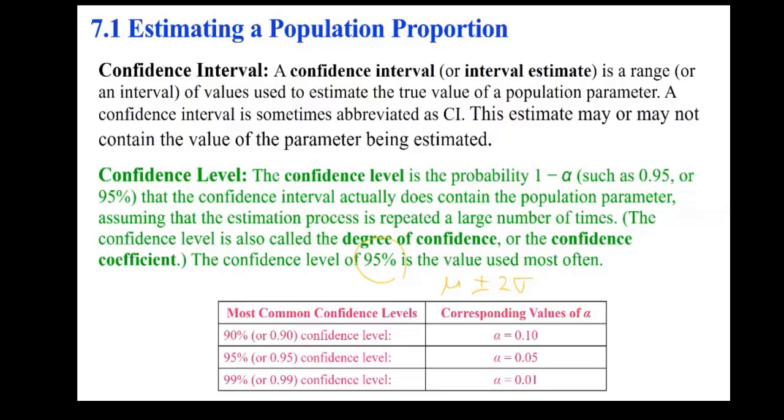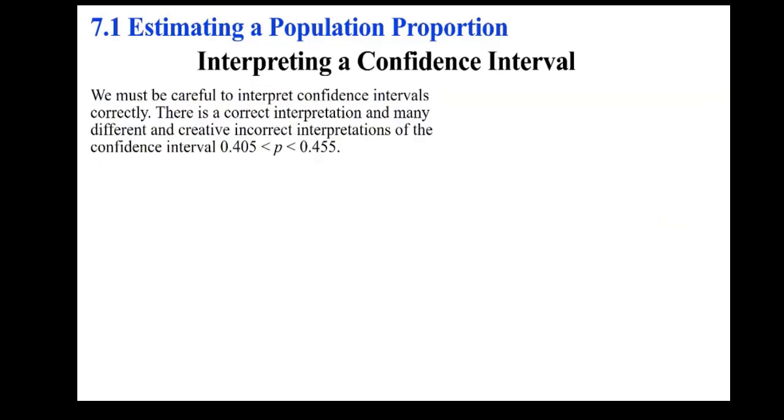So if you go with 90%, 1 minus that, alpha becomes 0.1, 95% becomes 0.05, and the other one is 0.01. Interpretation, let's do interpreting a confidence interval. Be careful when it comes to interpretation. There are different ways of approaching it. Let's see how statisticians approach this. We must be careful to interpret confidence intervals correctly.